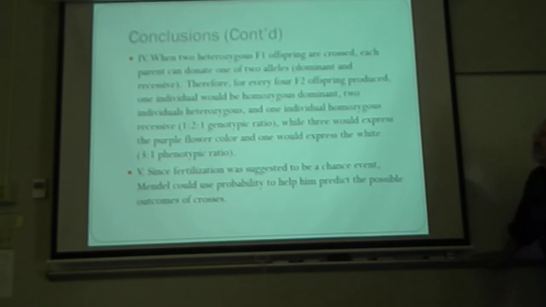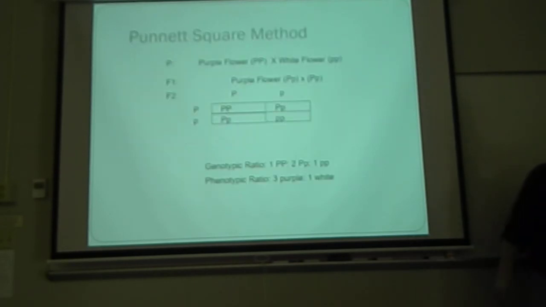3 would show the purple flower color, and 1 would show the white. So the phenotypic ratio would be 3 purple, 1 white. So the phenotypic ratio is always 3 to 1. Since fertilization is a chance event, Mendel could use probability to help him predict the possible outcomes of these crosses. So that's how he came to these conclusions. So, we will look at the Punnett square here in a second.